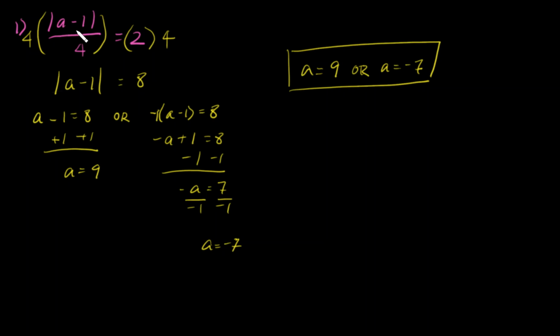Negative 7 minus 1, which is negative 8. But the absolute value sign makes that a positive. When it comes out of the absolute value, that's a positive 8. 8 divided by 4 is a 2. So those are my two correct answers. Yay! Good job.